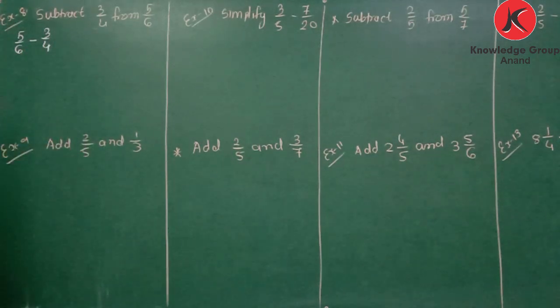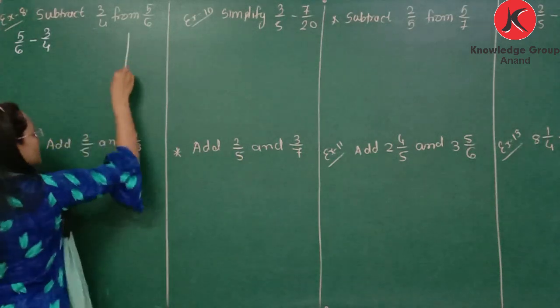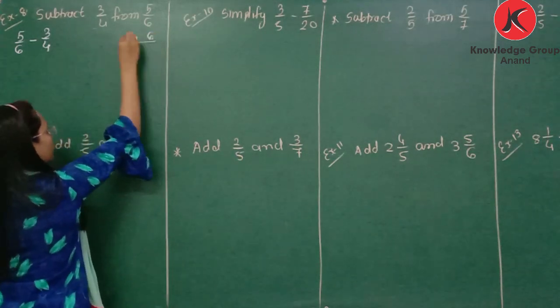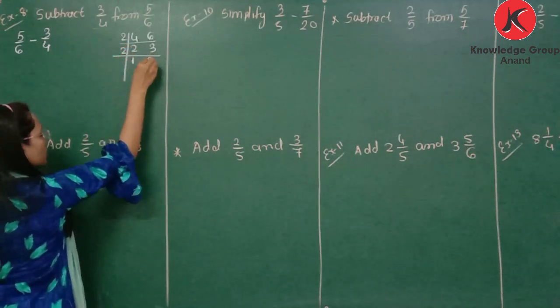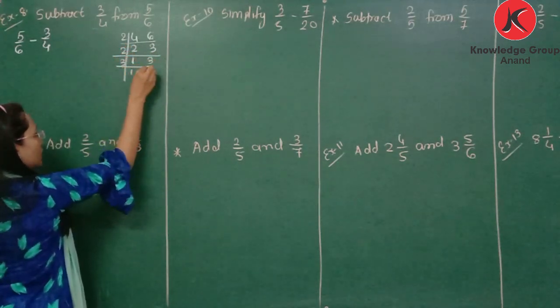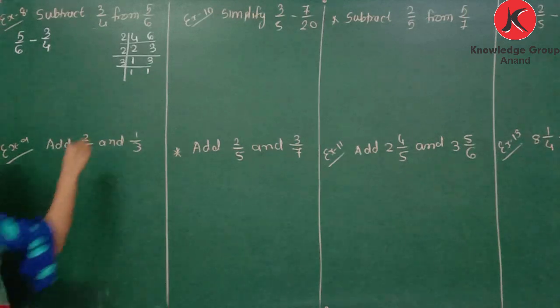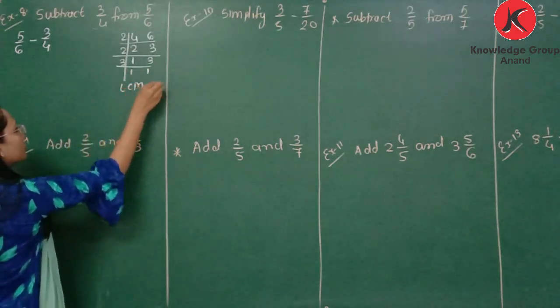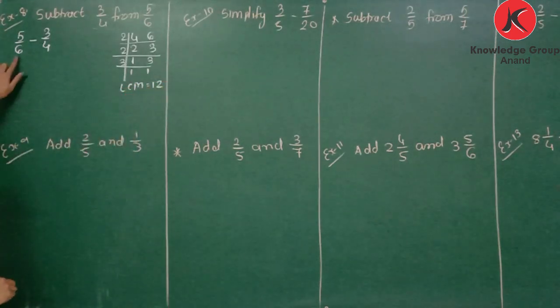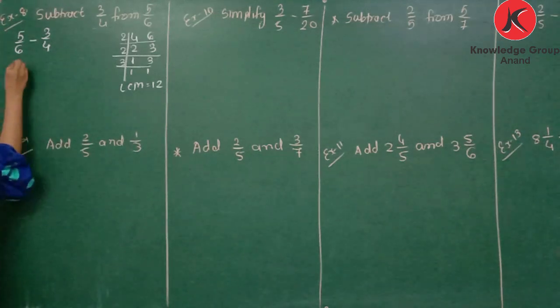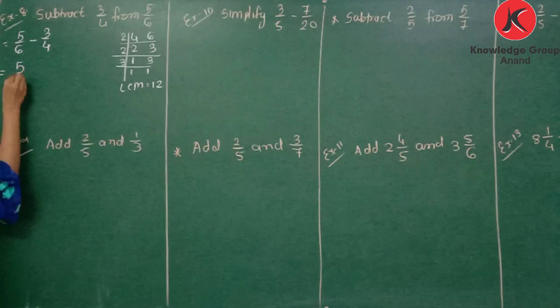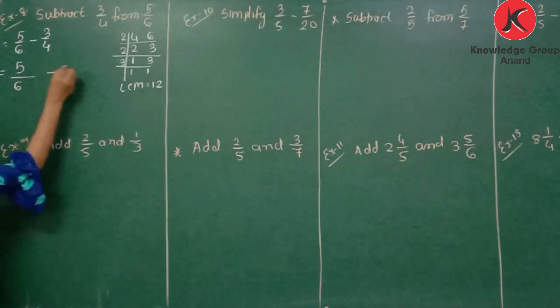So now here the denominators are different. So what we need to take? Take the LCM of 4 and 6. So let's take LCM of 4 and 6. 2 2s are 4, 2 3s are 6, 2 1s are 2, 3. So here LCM will be 12. Now here we need to make the denominator equal to the LCM. So by what number should we multiply here? You can directly write here also.